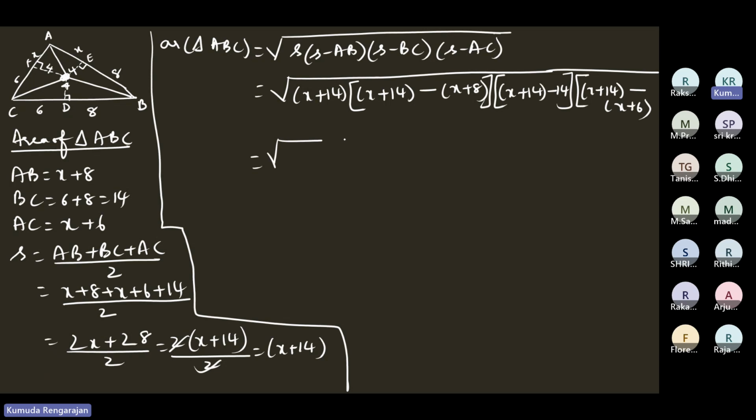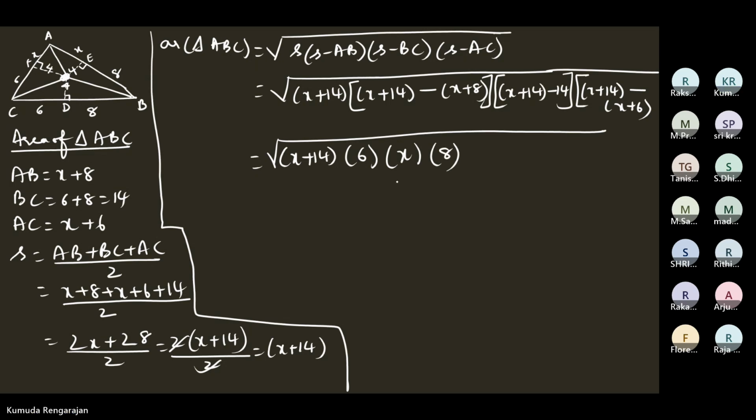So what do you get? Square root of x plus 14. Then on opening the bracket, minus x minus 8. Minus x and plus x get cancelled, and 14 minus 8 is 6. Minus 14 plus 14 gets cancelled, so only x. x minus x will get cancelled on opening the bracket. 14 minus 6 is 8. So you can have this as 6 8s are 48 into x plus 14. So this is how we find the area of the whole triangle ABC.